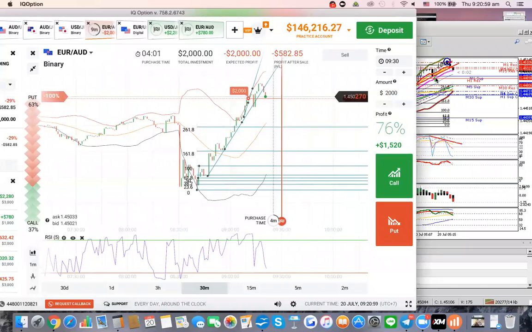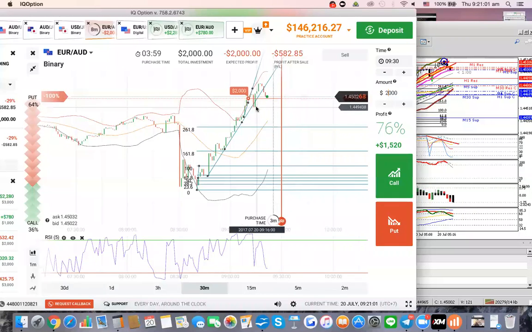The next target will be the middle Bollinger Band, this low, 84.